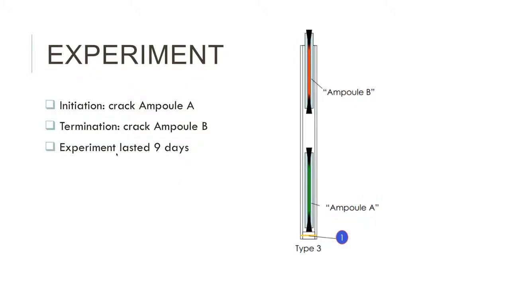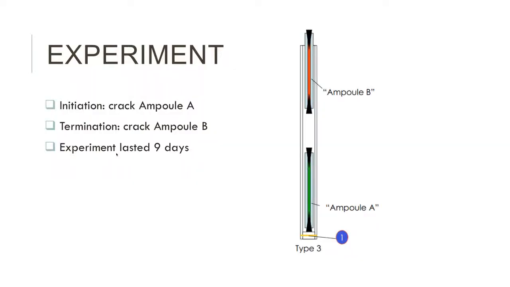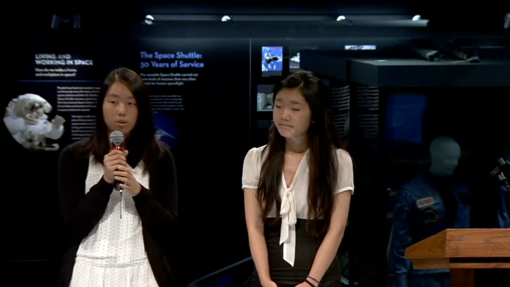So to initiate our experiment, we crack ampule A to release the cells into contact with the medium so they will start growth. And to terminate the experiment, we crack ampule B to release the fixative into the solution so the cells will stop growing. And our experiment lasts 9 days. Our experiment hasn't flown yet. It's going to fly in the fall.